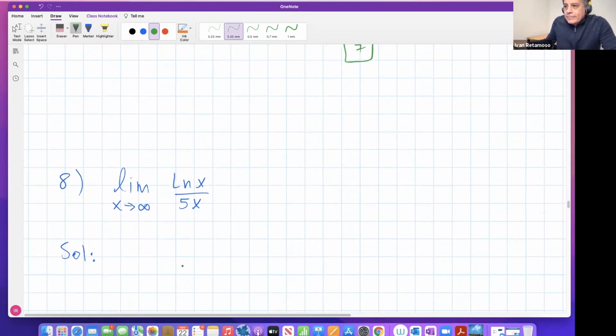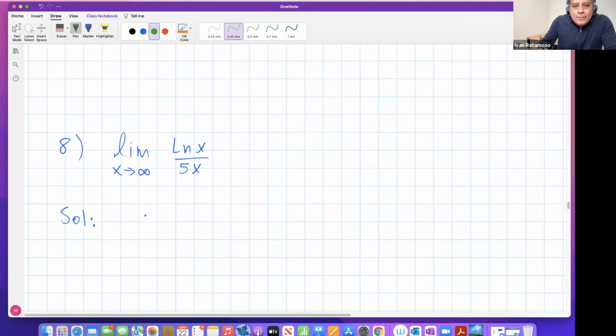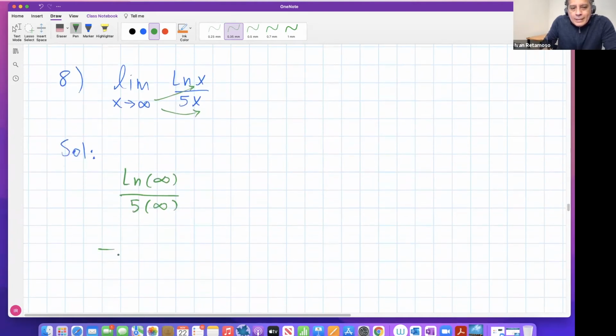For number 8, again, if you just apply direct evaluation, direct evaluation will lead you to the following. If you just plug in infinity here, you will get on the top natural log of infinity, on the bottom 5 times infinity. But what is the natural log of a huge number? Well, for that, recall that if you look at the graph of the function natural log of x, it looks like this, right?